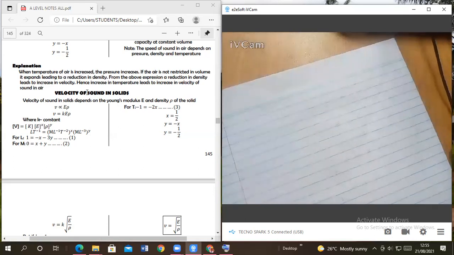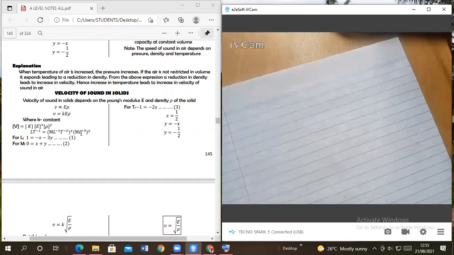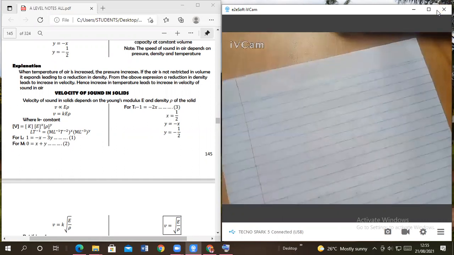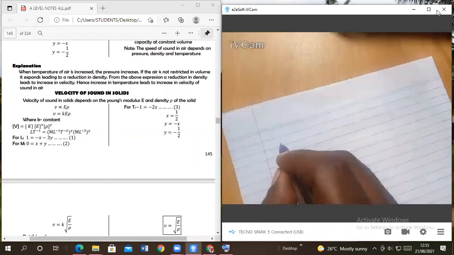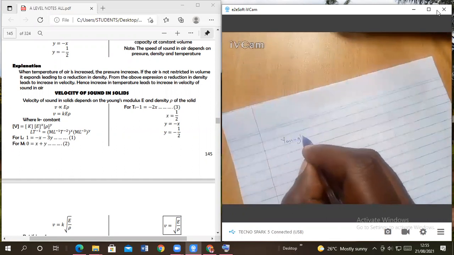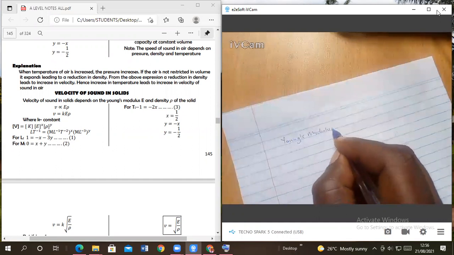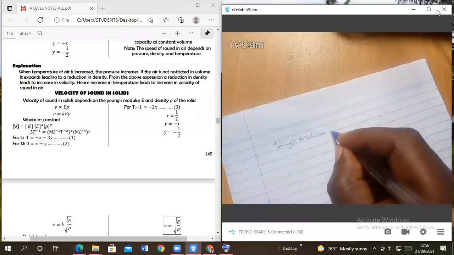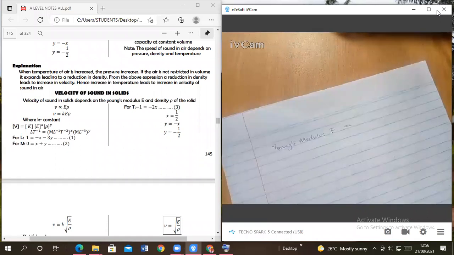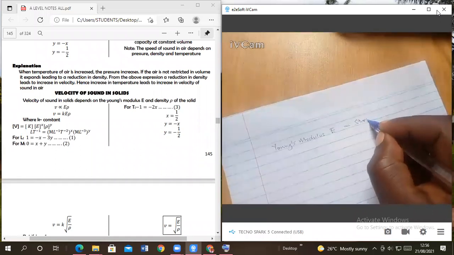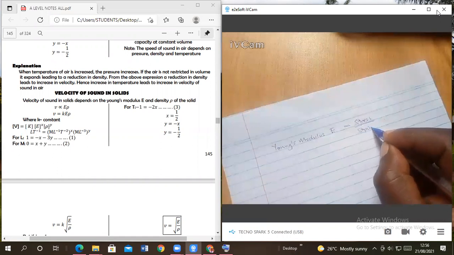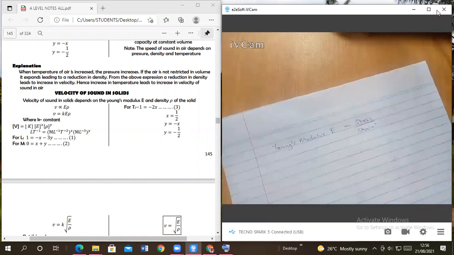Okay, let us look at the velocity of sound in solids. I want you to dimensionally prove for me this. The velocity of sound depends on Young's modulus. Do you remember Young's modulus? I think it is the ratio of stress to strain. Very good. Stress to strain. Once we know the definitions, then we can get the dimensions.